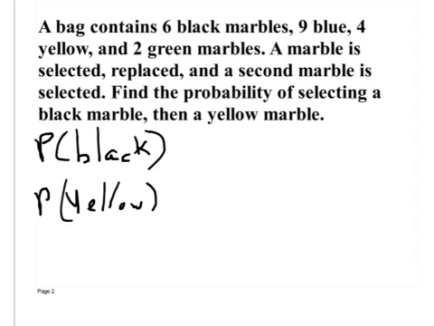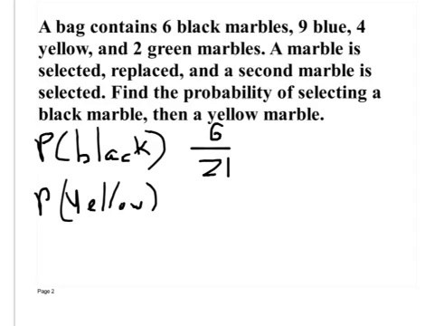Probability of a black marble. First we need to see how many total marbles are in the bag, so we add them up. 6 and 9 is 15, plus 4 is 19, plus 2 is 21. So we have 21 marbles to pick from. We need a black one. How many black marbles are in the bag? 6. So you have a 6 out of 21 chance of getting it.